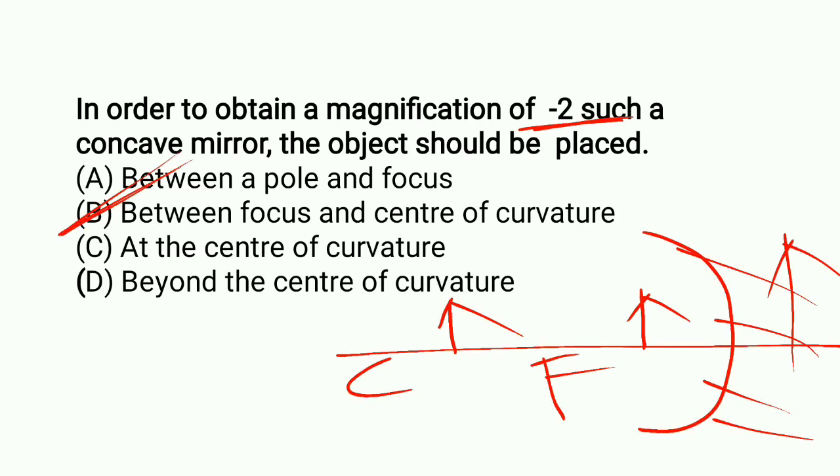Let's check option C also. If you keep the object at the center of curvature, the same size image is formed at C only. So the magnification is equal to 1. So option C is not the correct answer. For beyond the center of curvature, the image is going to form between C and F and is smaller in size, so the magnification is less than -2. So here option B is the correct answer.